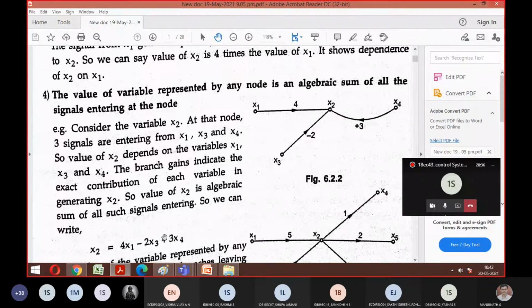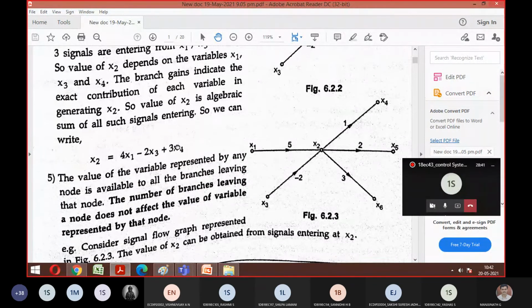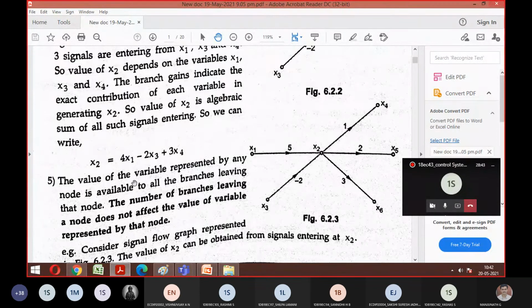So let's go with the 5th property. Here it's the same thing with a slight change: leaving is also considered. In the previous example, we only considered entering, right? Now we are considering both. The value of the variable represented by any node is available to all the branches leaving that node. It means the number of branches leaving a node does not affect the value of the represented variable.